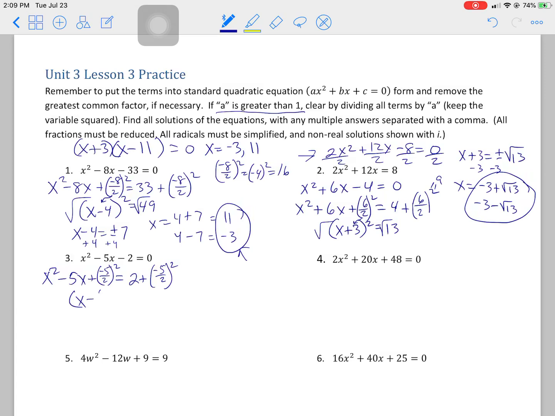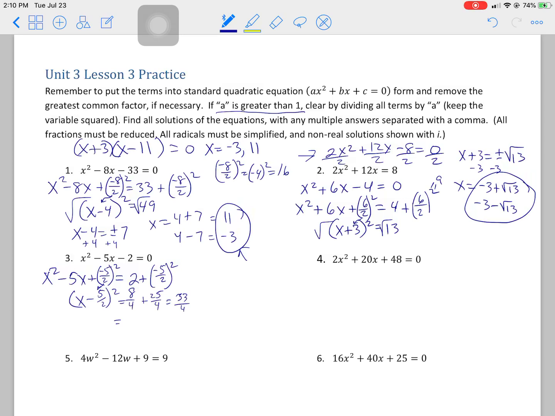This is going to be a negative 5 over 2 squared, right? What's in here goes here. And then what is negative 5 over 2 squared? That's going to be 25 over 4. How do I add that to a 2? What is a 2 in terms of 4? So I can add this. That would be 8, right? So this is going to be 33 over 4. It's not a pretty thing.